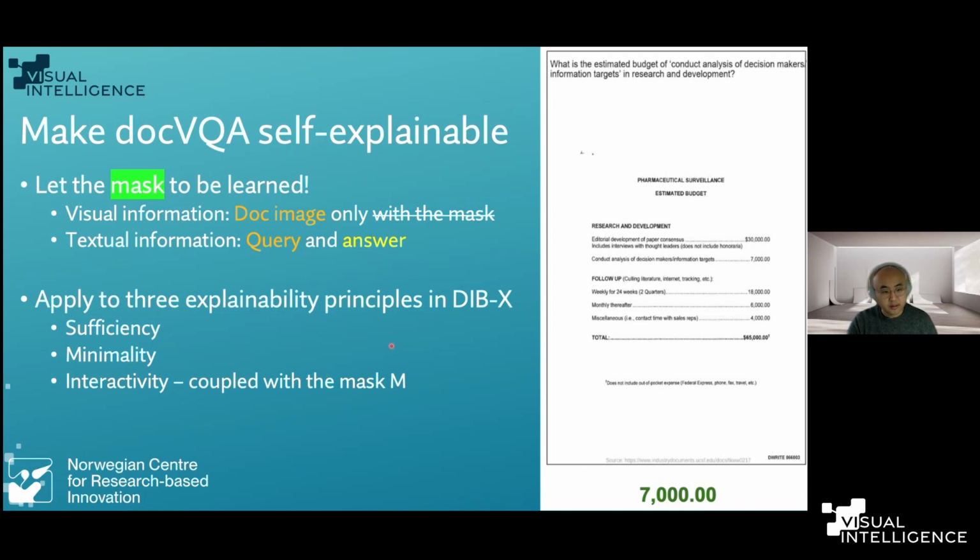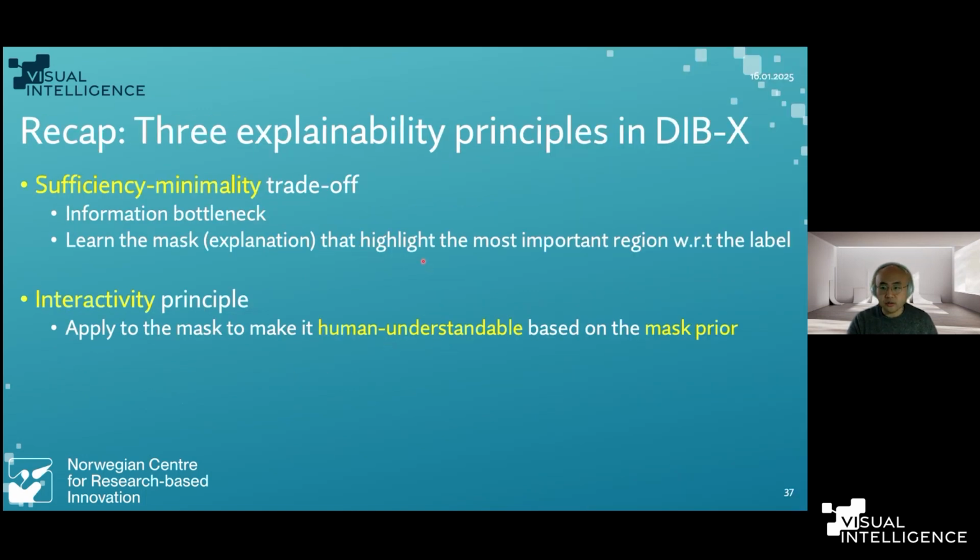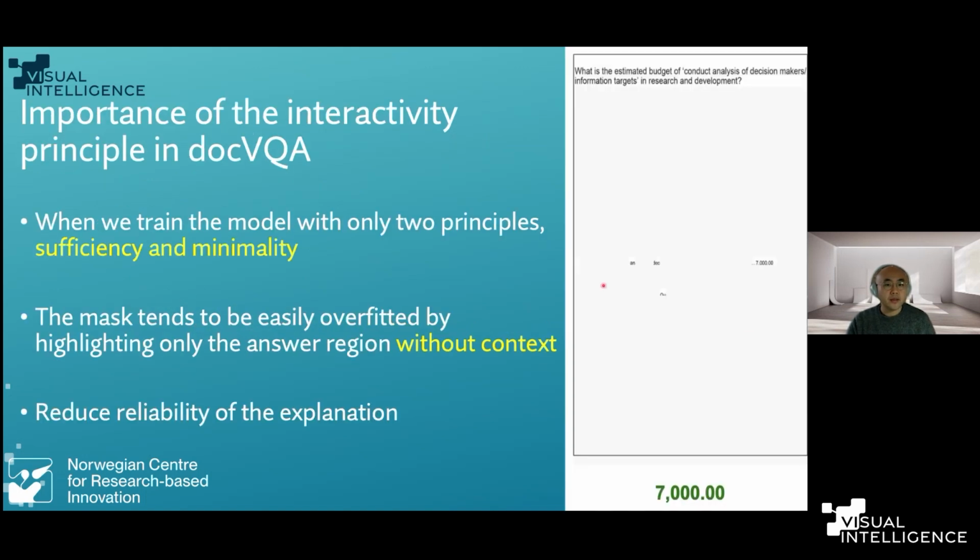I don't think I need to do a recap here. But I just want to briefly emphasize that the interactivity principle is related to the human-understandable reasoning based on this mask prior. And actually, it's very important in this docVQA setup, because when we train this model only with two principles, sufficiency and minimality, this mask tends to be easily overfitted by highlighting only the answer region without any context.